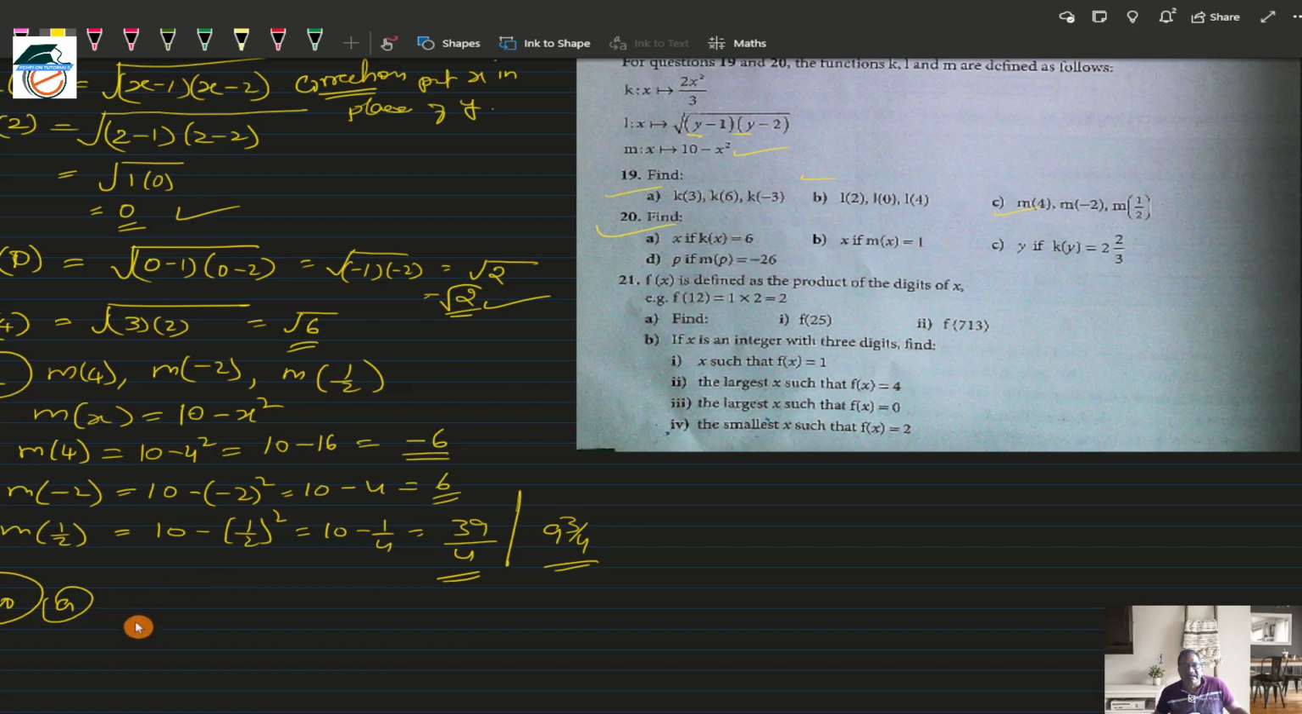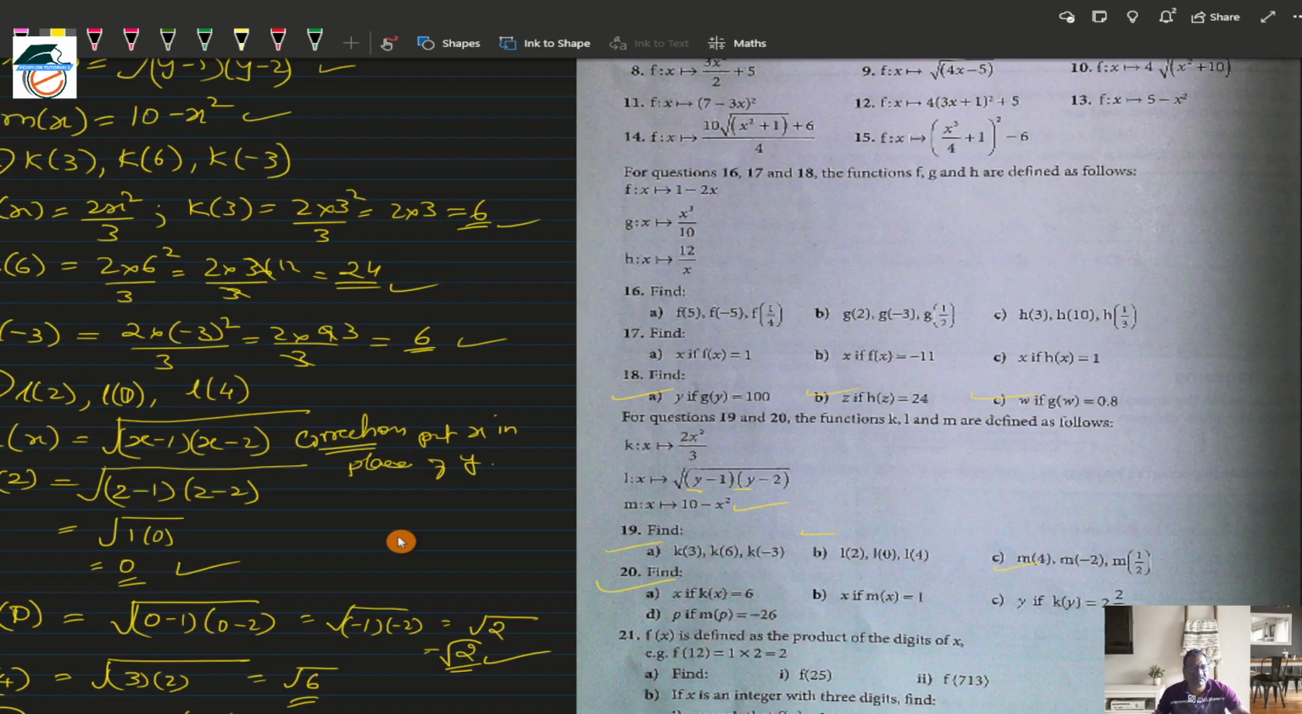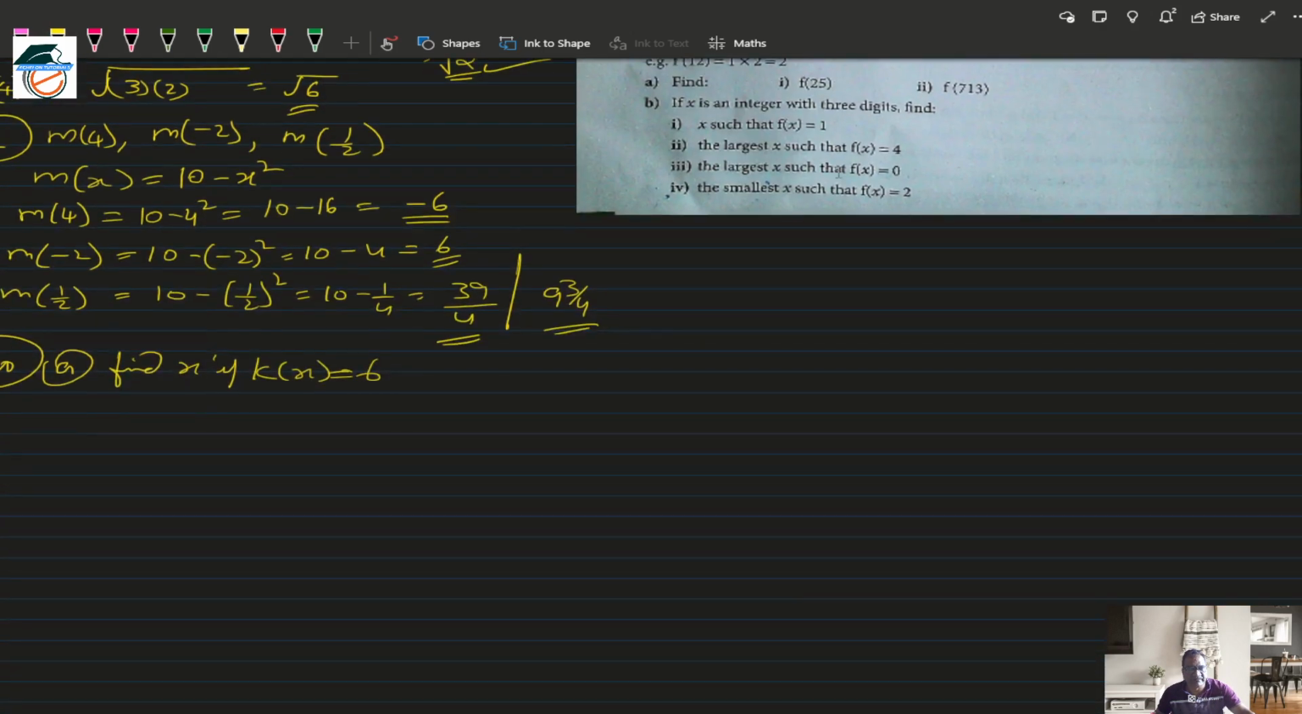So you have to find x if K of x is equal to 6, right? Now, what was K of x? First of all, let us check it out. K of x was given here, 2x square upon 3. Okay, this is your K of x, 2x square upon 3. This is equal to 6. So from this you want to find out x.